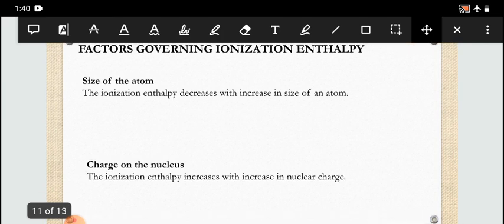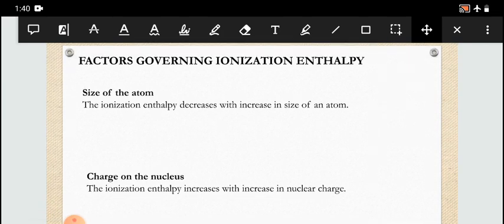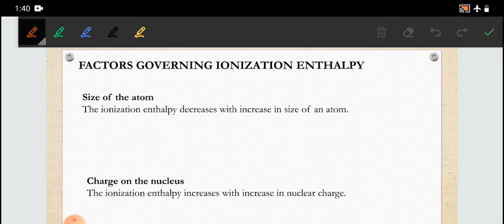First one factor is size of the atom. If the size of the atom decreases, because, as we have considered, along the period size decreases, that means nuclear charge is more. If nuclear charge is more, then we will require a greater amount of energy to lose an electron from the outermost shell, because the nucleus will tightly bind the electron. So along the period, if size decreases, then we have to give a larger amount of energy. So ionization enthalpy increases.